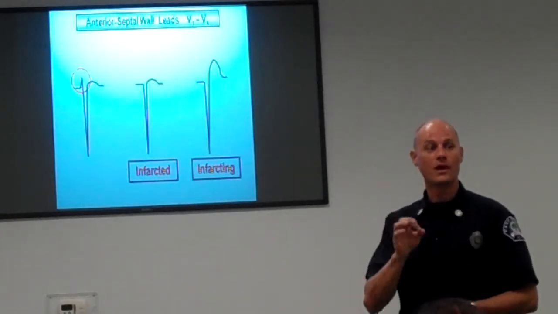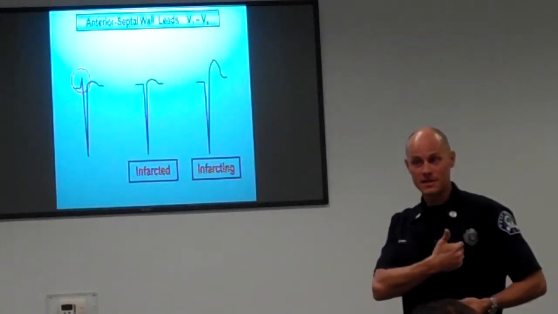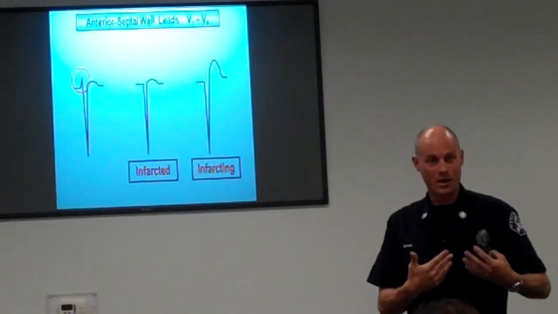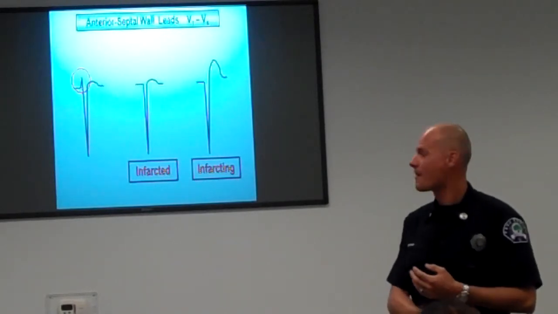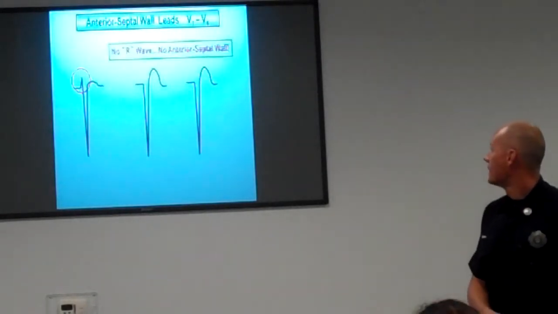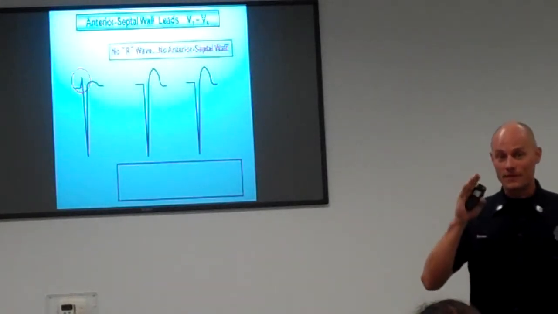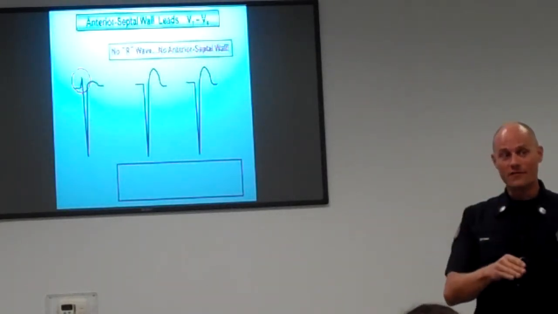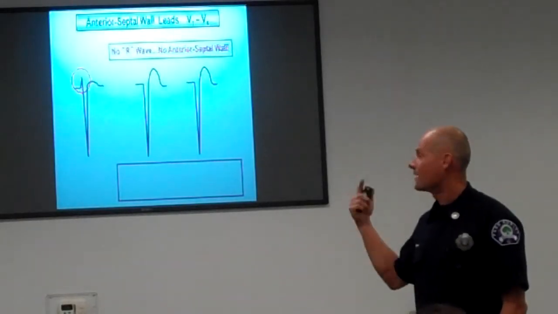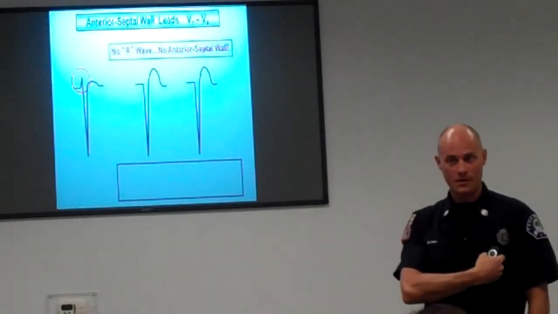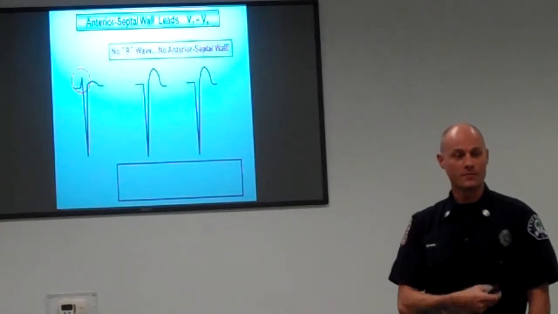Okay? So that R wave is actually pretty important because it does tell you a little bit about the location of where your heart attack is occurring. Does that make sense? Okay. So essentially when we look at V1, 2, 3, and 4, if you don't have an R wave, that's indicative of anterior septal with the septal wall involved.